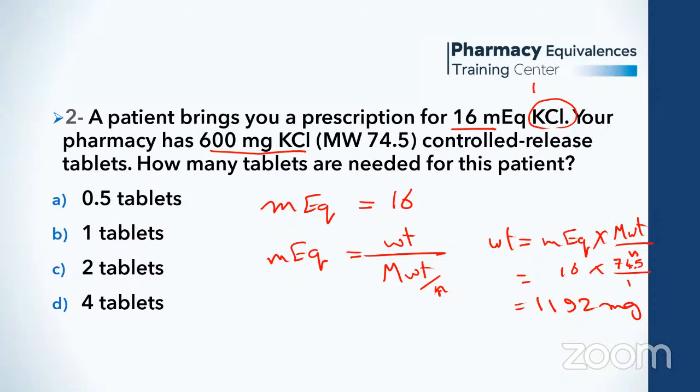Here we have tablets of potassium chloride controlled release, each one of them about 600 milligrams. So how many tablets are needed? This number is approximately equal to 1,200 milligrams, which is 2 tablets. If you divide this by 600, you will get 2 tablets. This is the answer of this question.